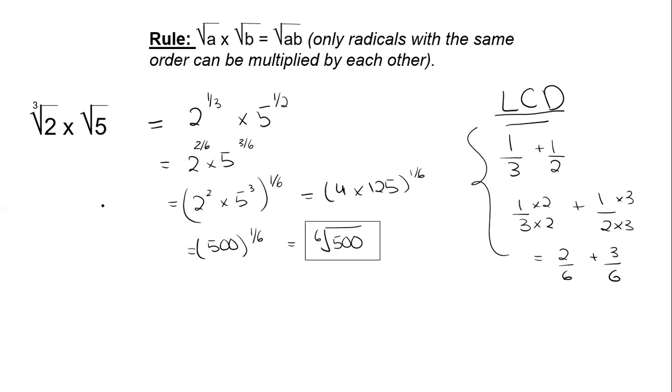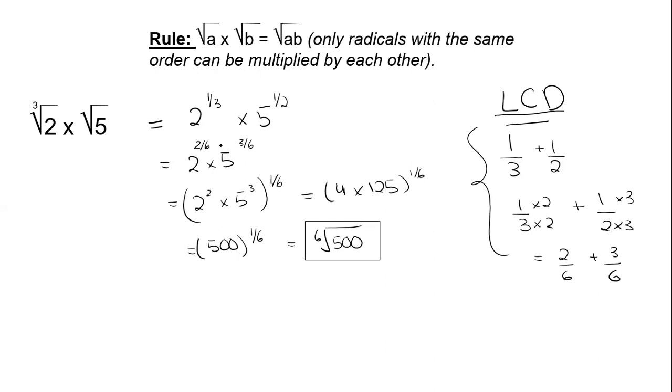Here in this question, we have radicals with a different index. In this case, it's simpler if you change the radicals into fractional form. Here we changed the cube root of 2 into 2 raised to the power 1 over 3, and we changed the square root of 5 into 5 raised to the power 1 over 2.